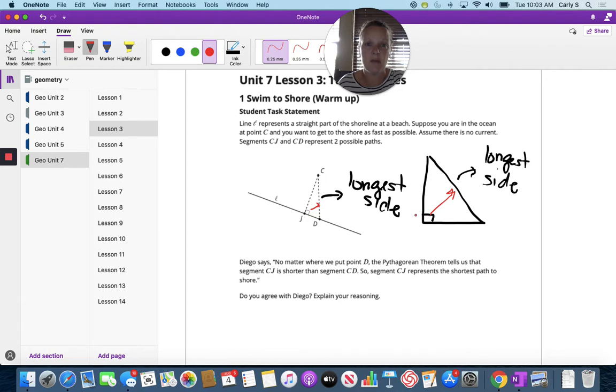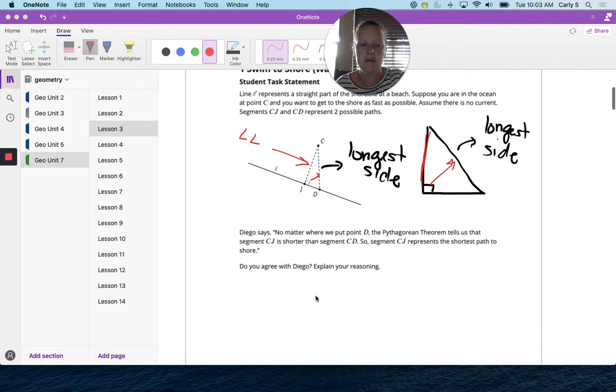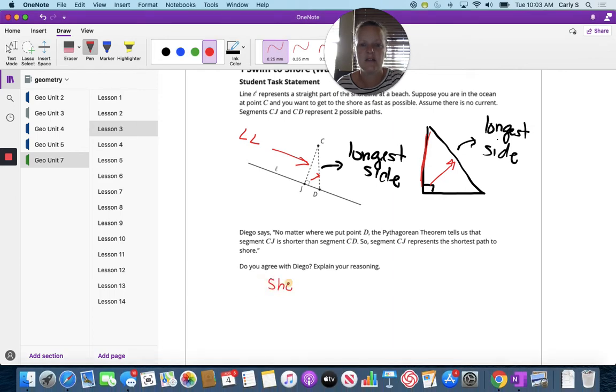So that will not be your quickest way. Okay, this side right here, which is what we have been calling our long leg, is actually the shortest distance. Like here, this is the long leg, right? And that's really my reasoning. Okay, we know the hypotenuse is the longest side. So the shortest distance will be the long leg, okay, or segment CJ.